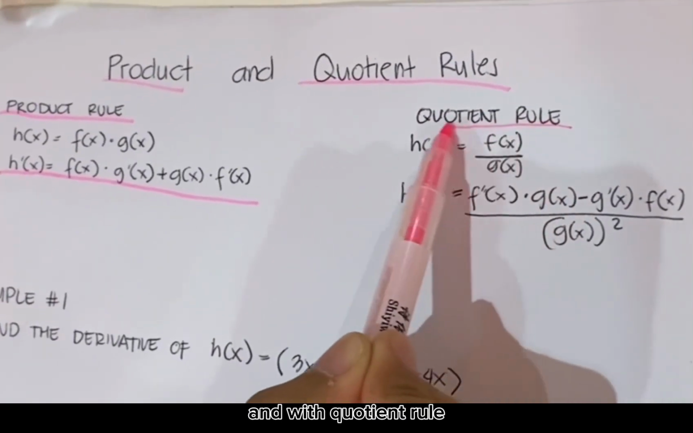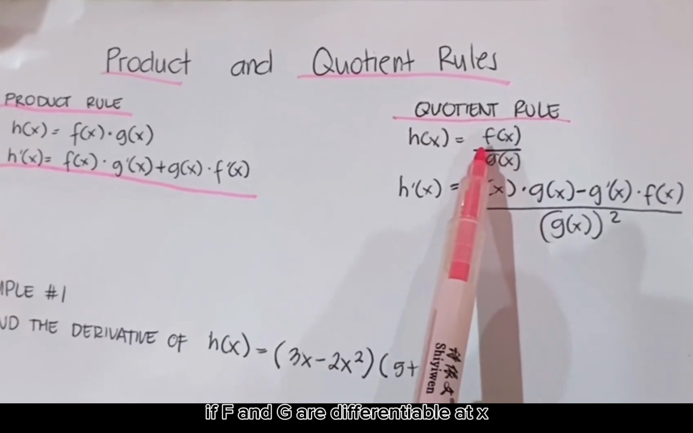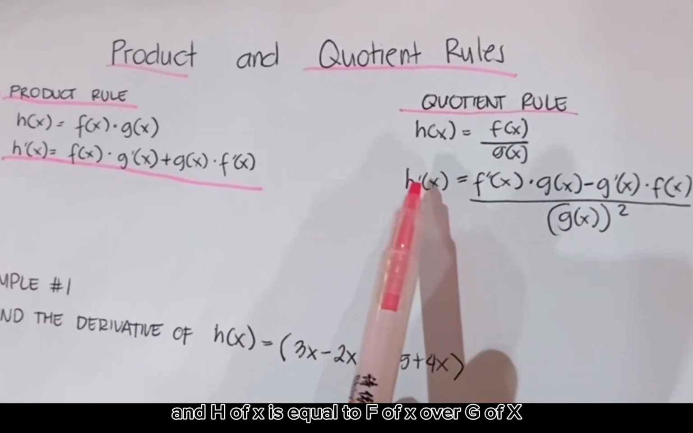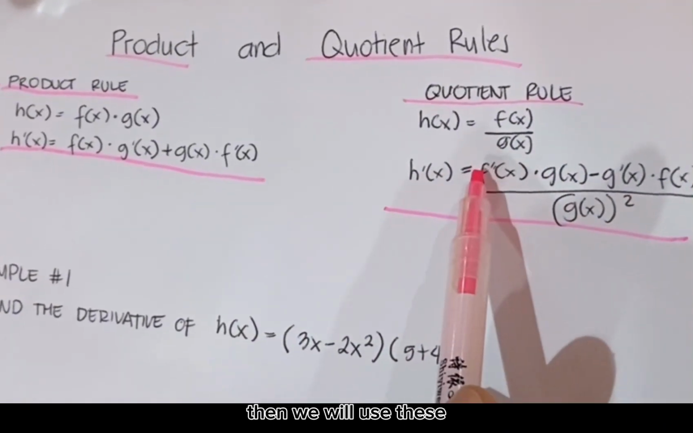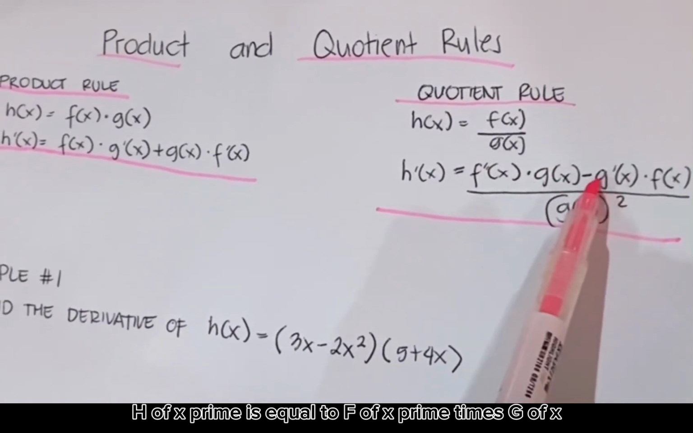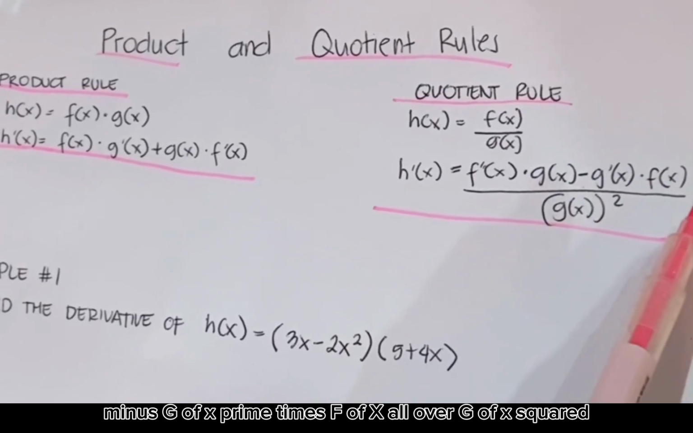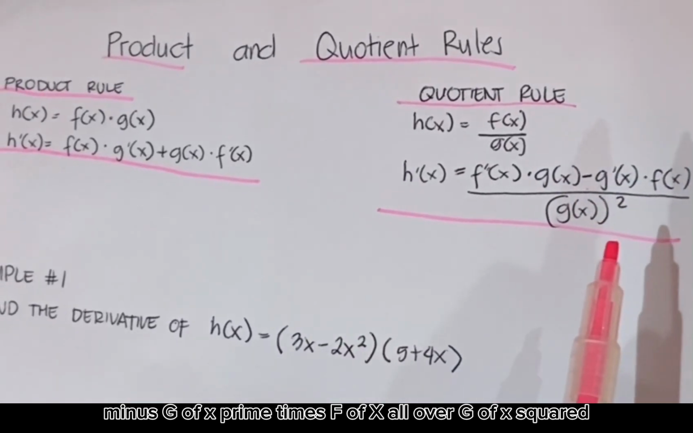And with quotient rule, if f and g are differentiable at x, and h of x is equal to f of x over g of x, where g of x is not equal to 0, then we will use this: h of x prime is equal to f of x prime times g of x minus g of x prime times f of x, all over g of x squared.